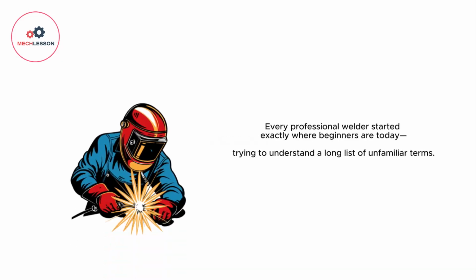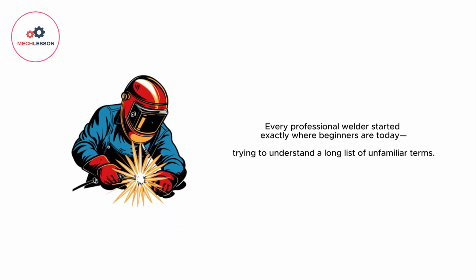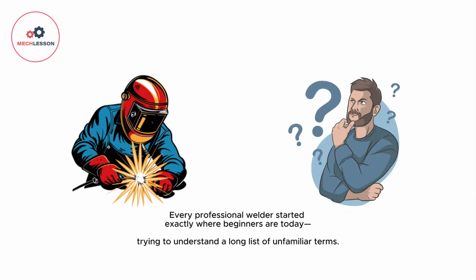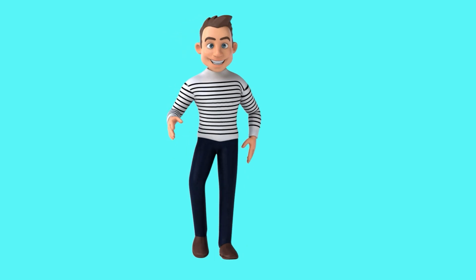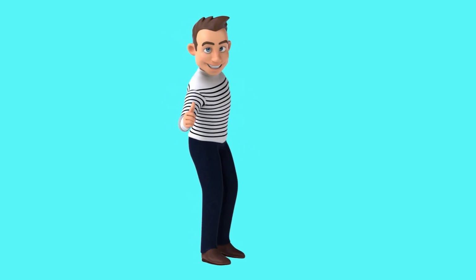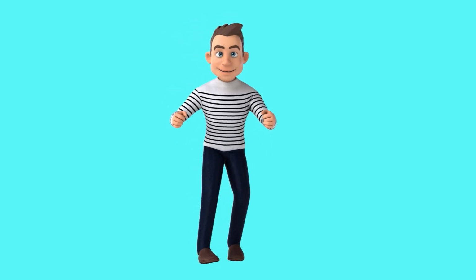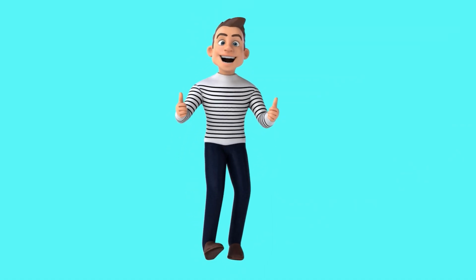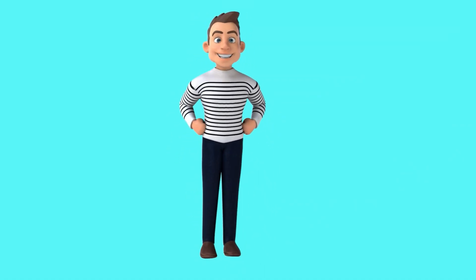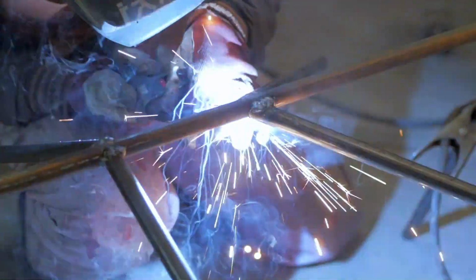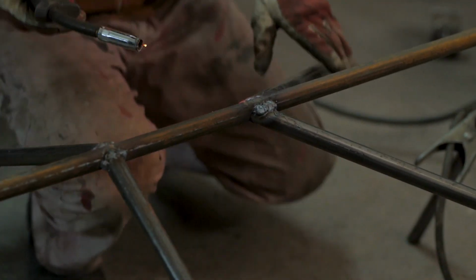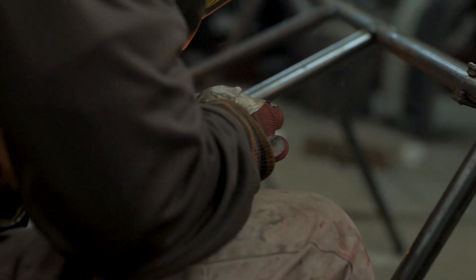Conclusion. Every professional welder started exactly where beginners are today, trying to understand a long list of unfamiliar terms. But once you learn the language of welding, everything becomes easier. From amperage and polarity to TIG, MIG, FCAW, duty cycle, and weld inspection methods, these terms form the foundation of welding knowledge. Mastering them will help you become safer, more productive, and more confident whether you're welding as a hobby, pursuing certification, or building a professional career in fabrication.